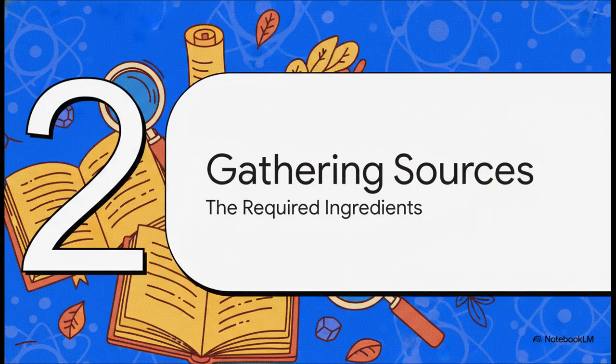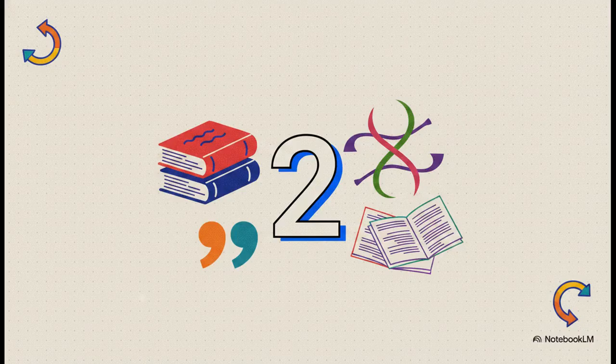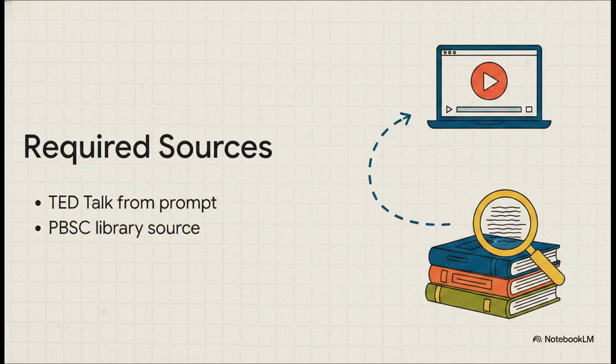Moving right along to Section 2, gathering sources, the required ingredients. I want you to keep this specific number in your mind, 2. I like to call this the rule of 2. It is abundantly clear in the assignment guidelines that exactly 2 sources are required for this submission. No more, no less, just 2. Let's break those 2 required sources down so there is absolutely zero confusion.